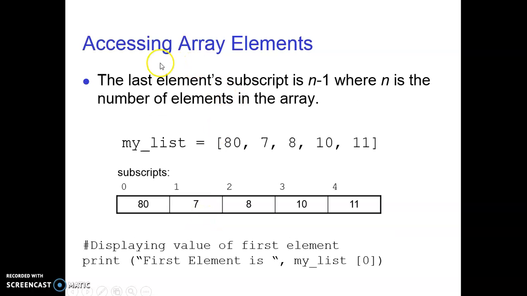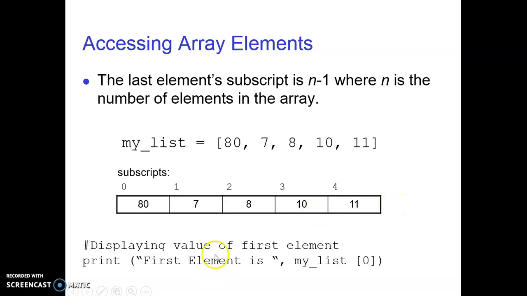And then you can see this, accessing array elements. The last element's subscript is n minus 1, where n is the number of elements. It means that you have 5 elements, but in the subscript you only go from 0 until 4, which is n minus 1. 5 minus 1 is 4. Okay, you need to remember the subscript starts from 0 to 4. That is important when you want to declare it.